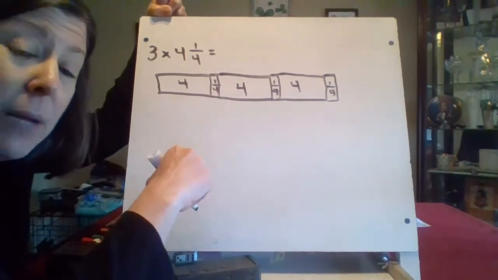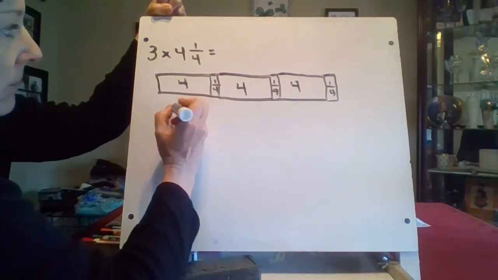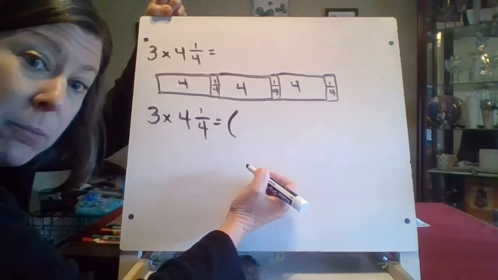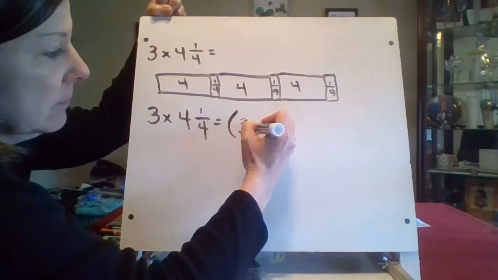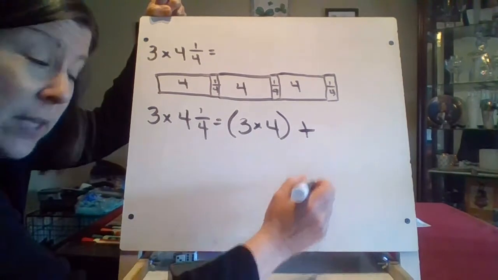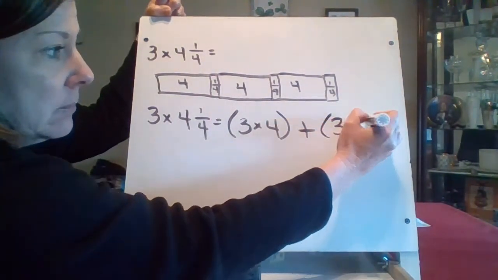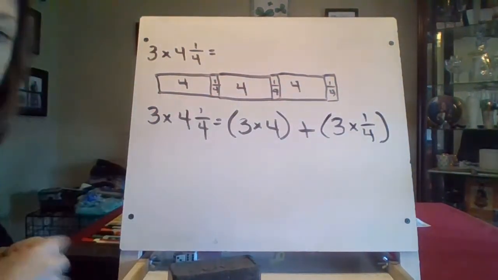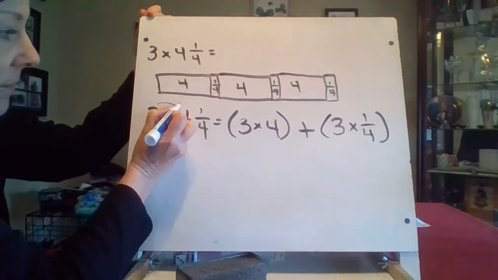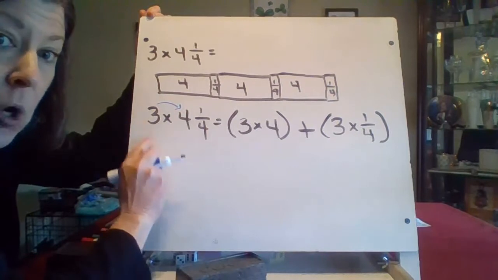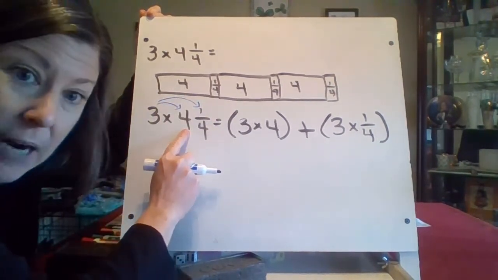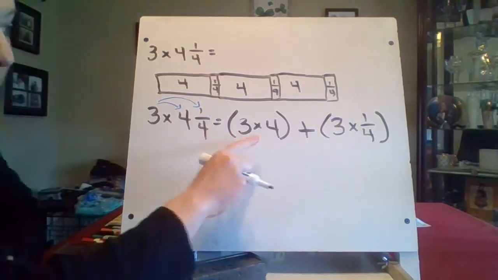So now in my work, I'm going to show the distributive property. I'm multiplying the 3 times the 4, and I'm multiplying the 3 times the 1/4. I like to draw an arrow just to make sure that I'm multiplying the right numbers. So I like to draw the arrow from the whole number to the mixed number. One arrow to the whole part, one arrow to the fraction part. Now I can finish my work.